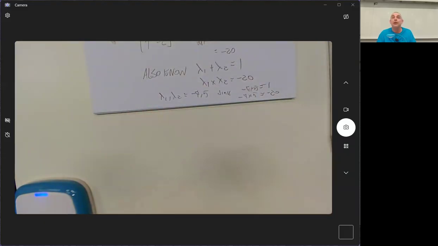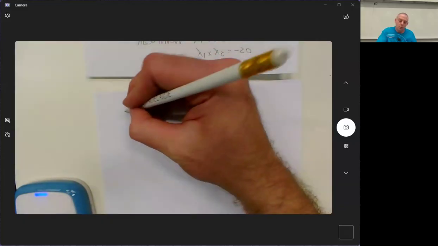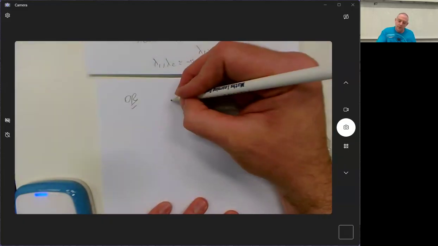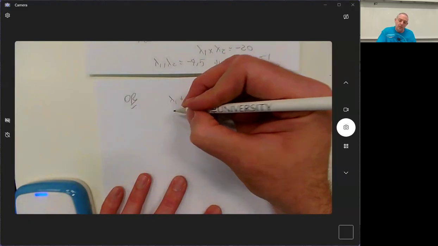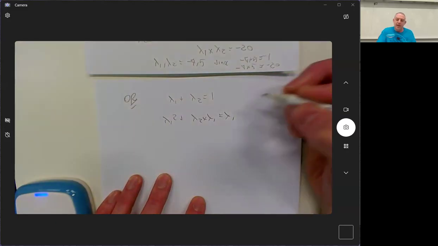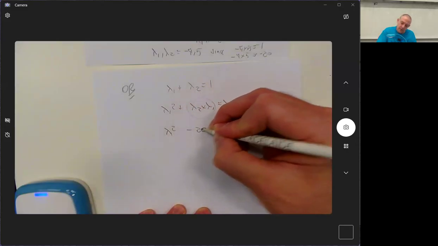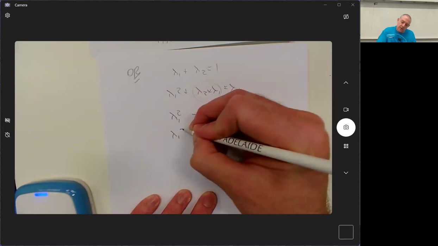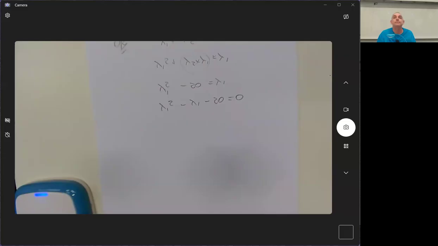You don't even have to make a quadratic equation, you can just guess. Or, if you weren't in a guessing sort of mood, you could make a quadratic equation. So, you could go, well, lambda 1 plus lambda 2 is 1, and if I times everything by lambda 1, I'll get lambda 1 squared plus lambda 2 times lambda 1 is lambda 1, but lambda 2 times lambda 1 is minus 20. And so I've got lambda 1 squared minus 20 equals lambda 1, and so lambda 1 squared minus lambda 1 minus 20 is 0, and I can use the quadratic formula to solve it. Yay!